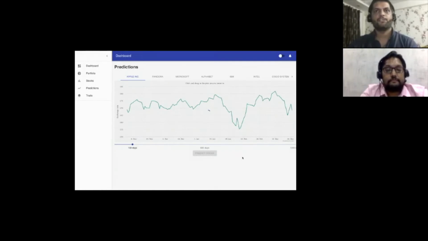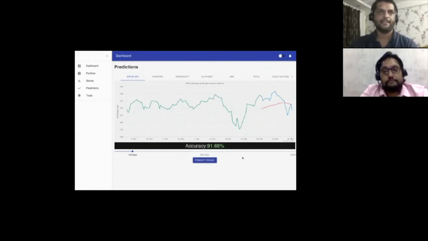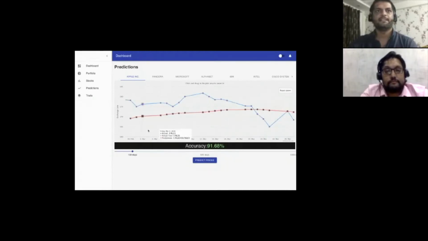As a process, we divide this data into two parts: 80% of the data we keep for training, and 20% we keep for testing. As you can see, the blue line is the actual price. The red one is our predicted one from our trained model. There is very little difference here, so you can see over here.